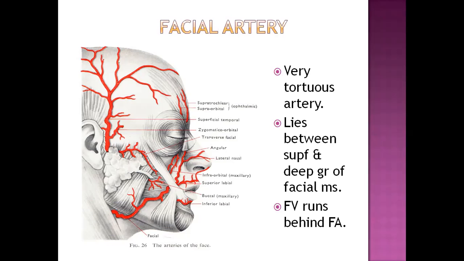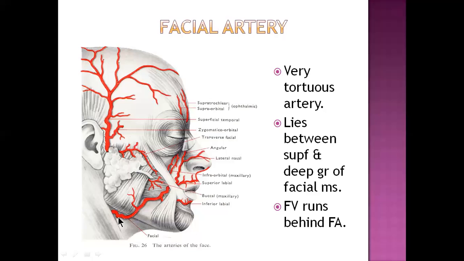It is present between the superficial and the deep group of the facial muscles. And the facial vein will run behind the facial artery. So this is the facial artery, you can see. This facial artery rises from the external carotid artery, at the level of the greater cornu of the hyoid bone. You get the hyoid bone in the neck.